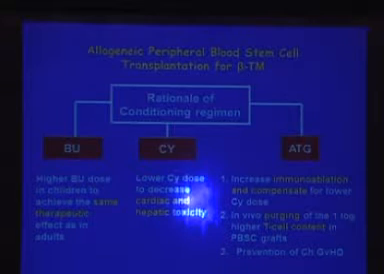Again, we are adopting a short course cyclophosphamide, trying to decrease the incidence of cardiac and hepatic toxicity, and ATG was used for more immune suppression and to compensate for the lower dose of cyclophosphamide, for in vivo purging of the one log higher T cell content in the graft, trying to reduce the incidence of acute and chronic graft versus host disease.